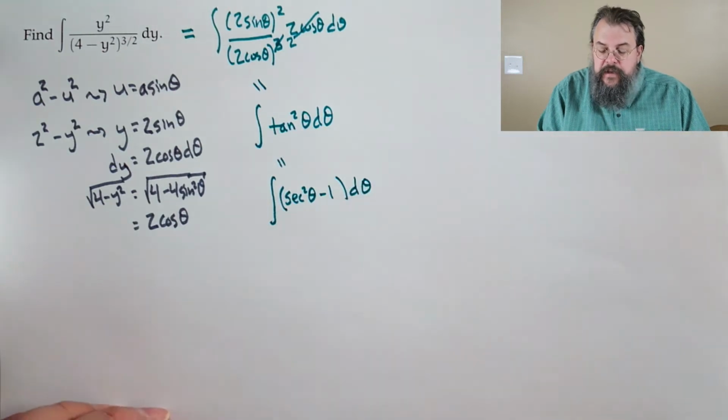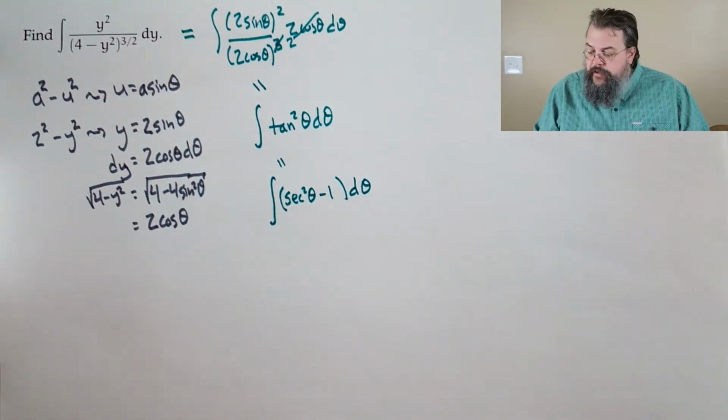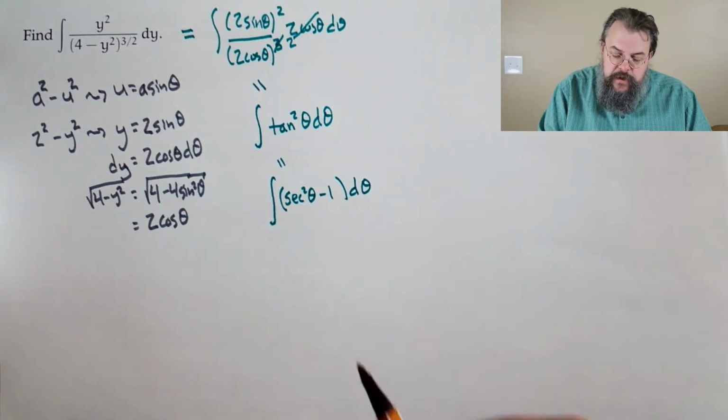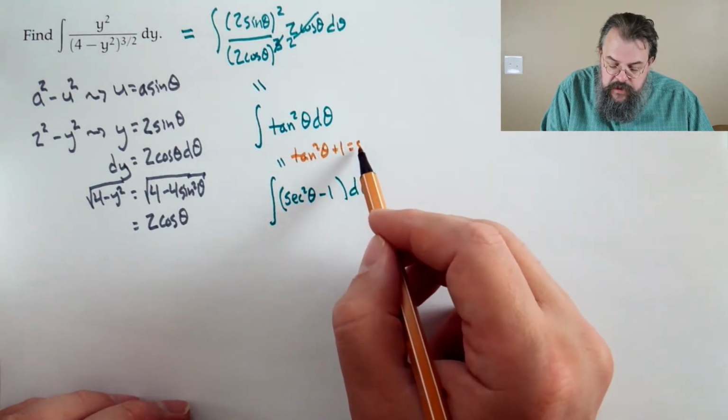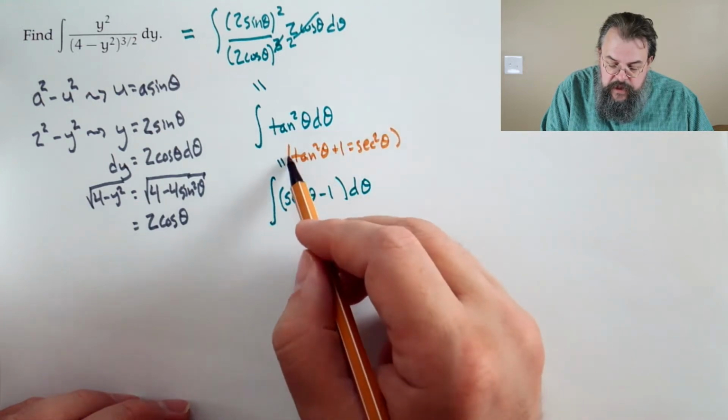All right, good. Now, as a side note, that's our identity, tangent squared plus 1 equals secant squared. That's what we're using in that step right there.